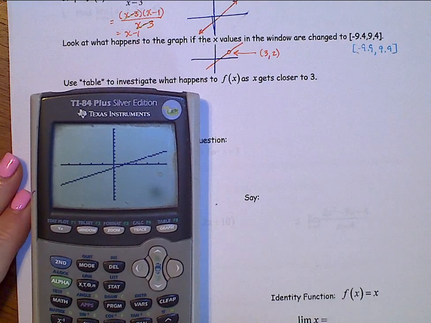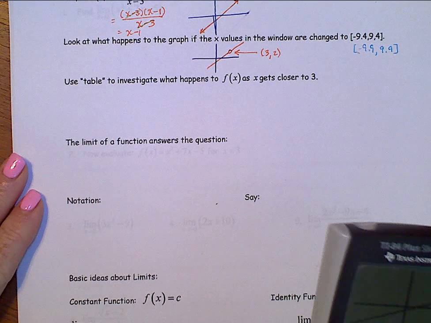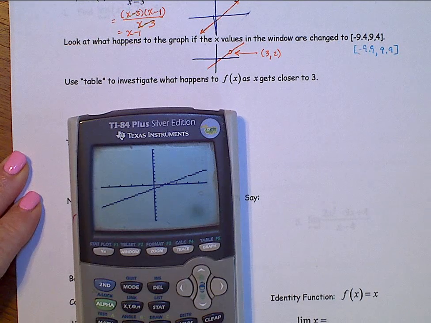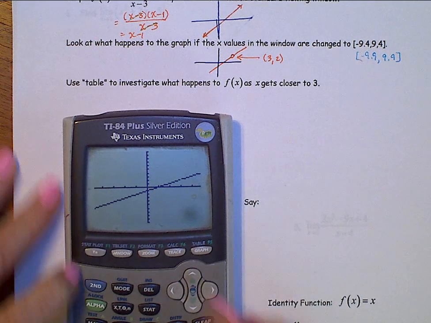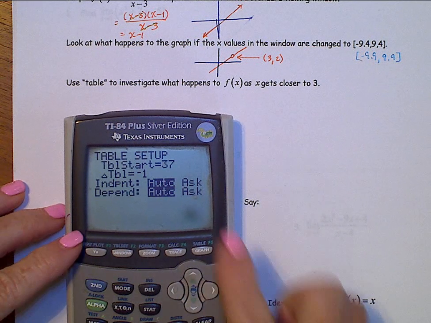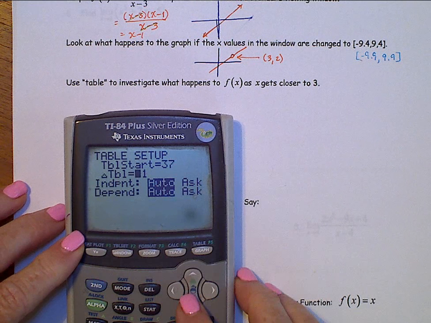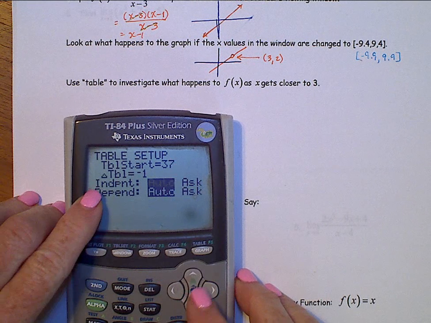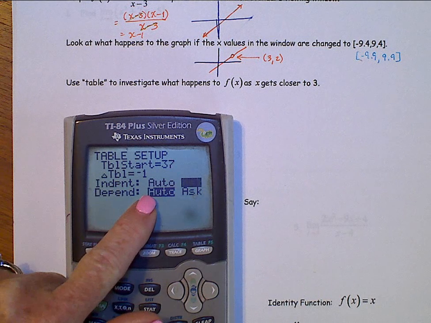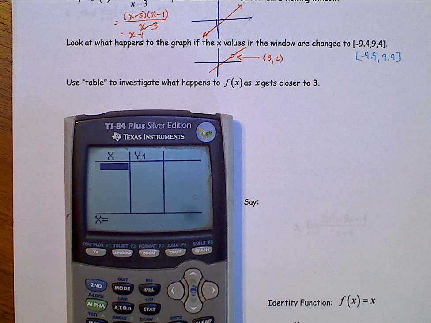Sorry. Alright, we're going to use a table now to investigate what happens to f of x as x gets closer to 3. To do that, let's go to table set. The table start and delta table don't matter right now, because I want you to change the independent variable over to ask and leave the dependent on auto. Now when you go to table, it should be blank.